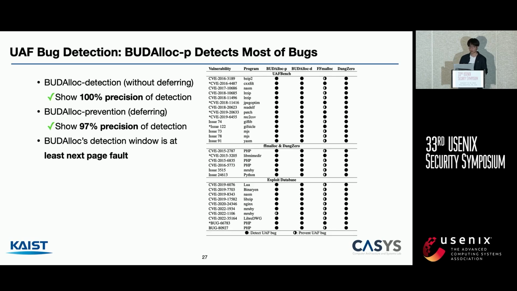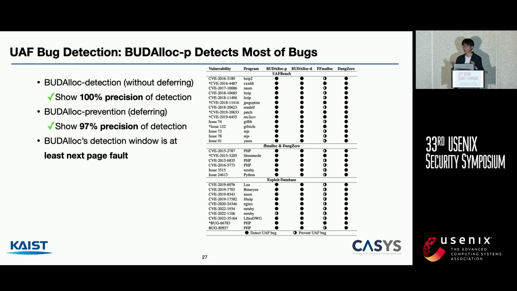So to test the detectability of BUDAlloc, we use a CVE benchmark set, a use-after-free CVE benchmark set, for evaluating the precision of bug detections. And BUDAlloc detects all attacks in the detection mode. As we mentioned earlier, BUDAlloc-prevent defers alias freeing for performance. In BUDAlloc-prevent, it detects about 97% of the use-after-frees in our CVE benchmark set, while FFmalloc, the previous work, shows only about 23% detectability.